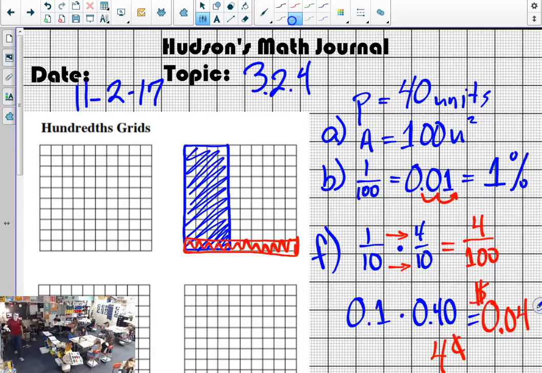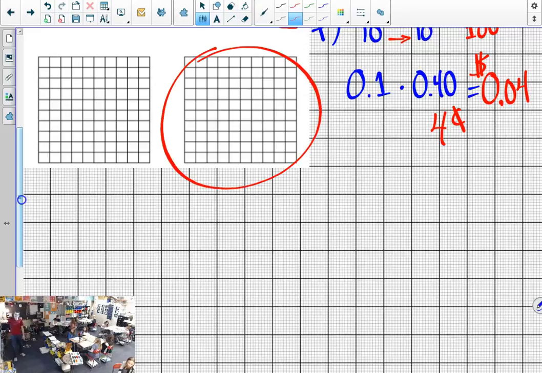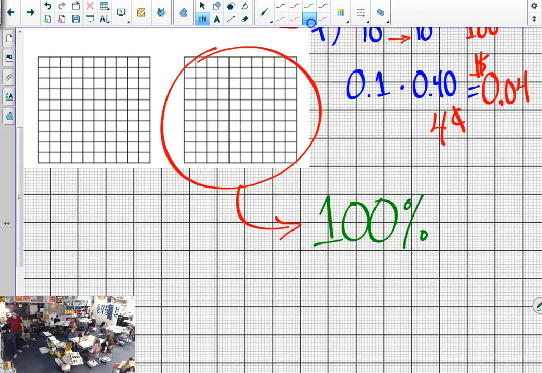But if we look at this slightly differently, somewhere else on your paper, you have way too many hundreds grids. I gave you twice as many as what they even wanted. You have a bunch of these. So somewhere else near the bottom of your hundreds grid, we're going to give a different situation. So if that represents 100% of something, what decimal value did we say represents 100%?